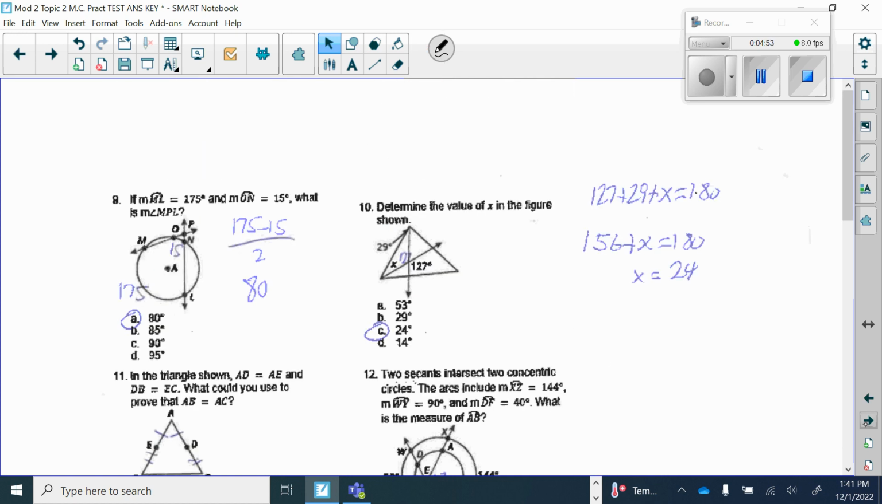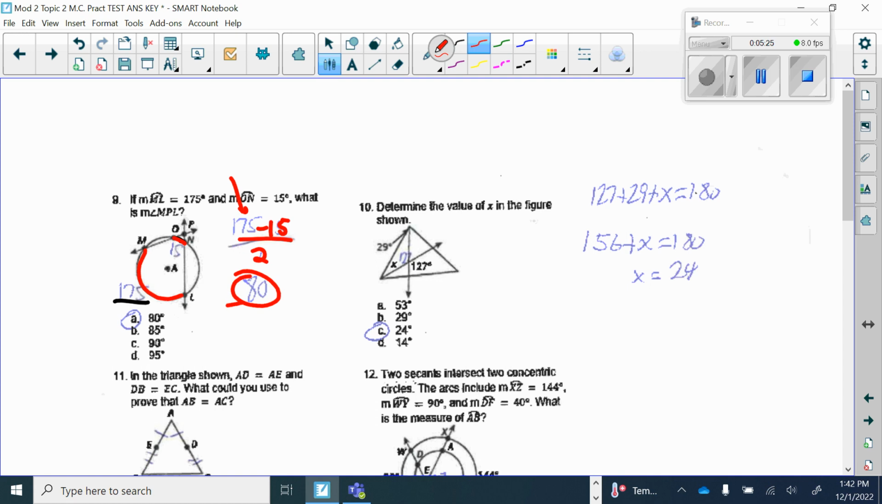Number 9. The measure of arc ML is 175, listed right there. The measure of arc ON is 15, that little arc right there. What's the measure of angle MPL? So the outer arc, 175, minus the inner arc, divided by 2, equals the exterior angle there. So 160 divided by 2 is 80 degrees.